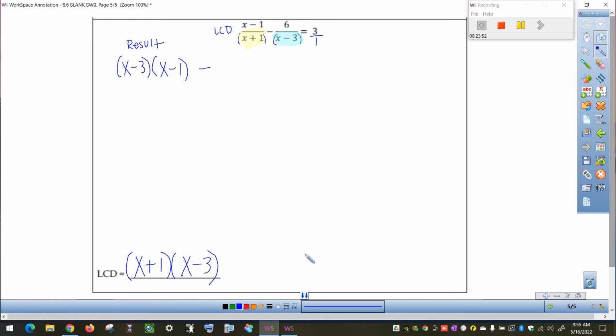So in the second fraction here, I'm noticing that the x minus 3 from the least common denominator is going to cancel with the x minus 3 there. So all that's going to leave us is with a 6 from that numerator, which is going to multiply by the other part of the LCD that didn't cancel. That 6 is going to multiply by x plus 1.